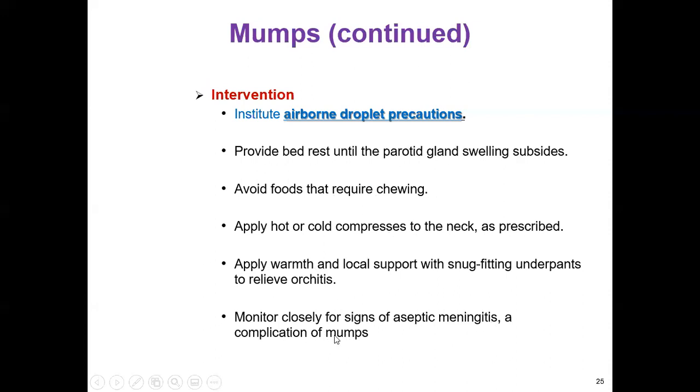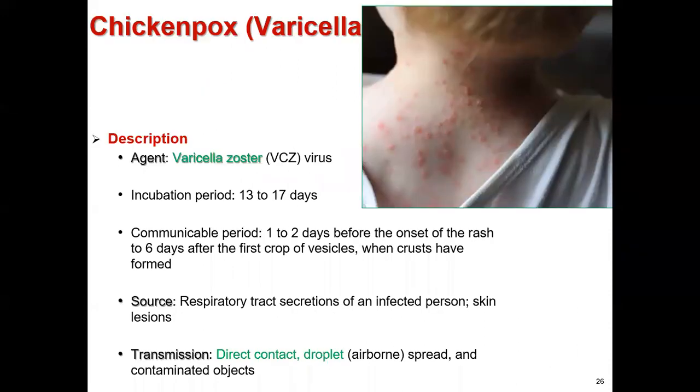So what are the other complications of mumps? It can lead to deafness, orchitis, encephalitis, and meningitis. So this is important for management. The next disease is called chickenpox. The other name is Varicella.